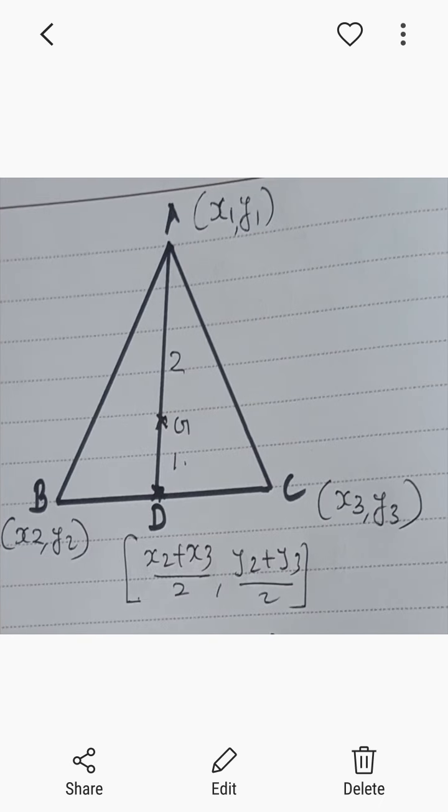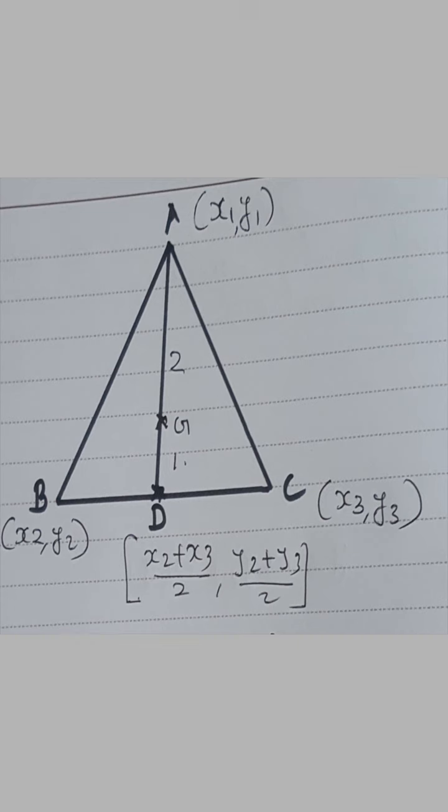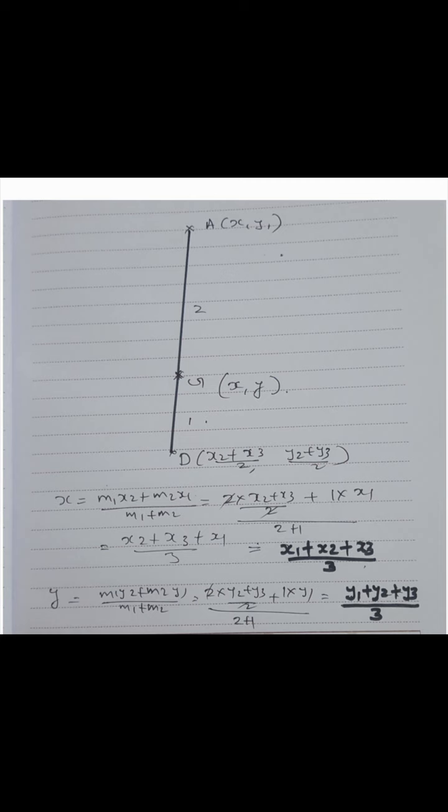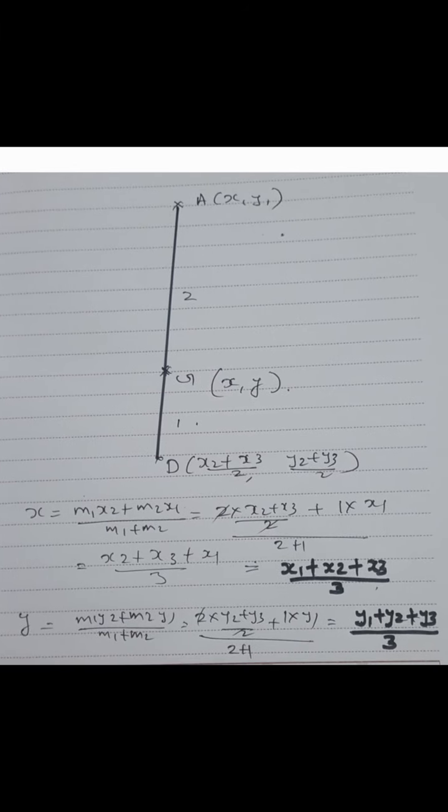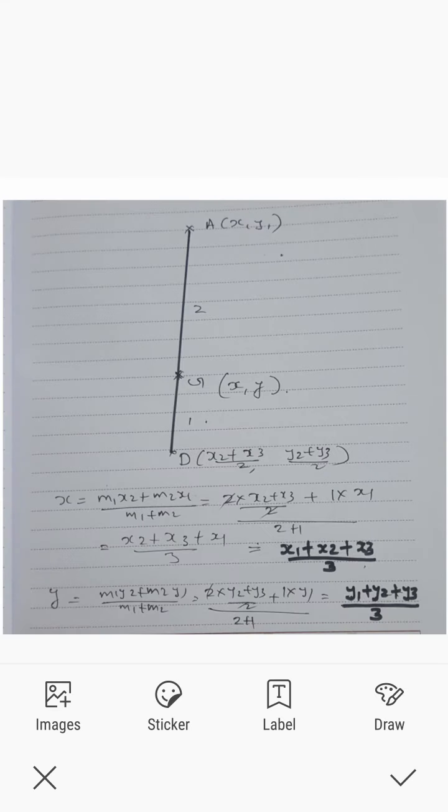Now, from this triangle ABC, I have drawn the median AD along here. AD is the median of the triangle, drawn as a line segment here. And see how we can derive the formula then. We are going to derive a formula for finding the coordinates of G, or for finding x and y.